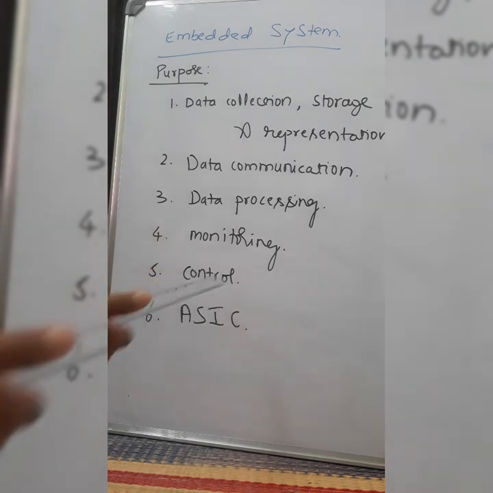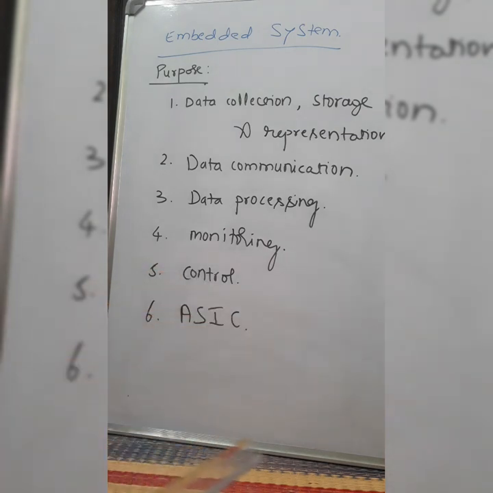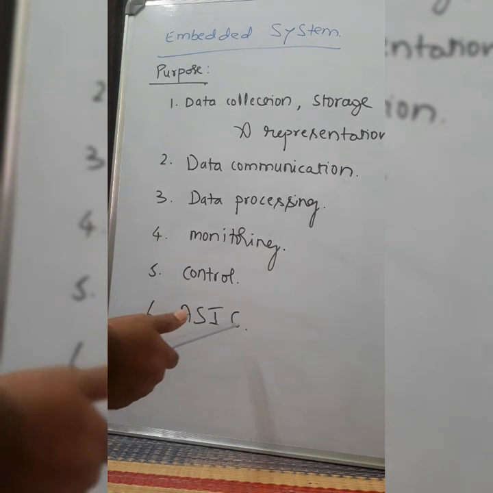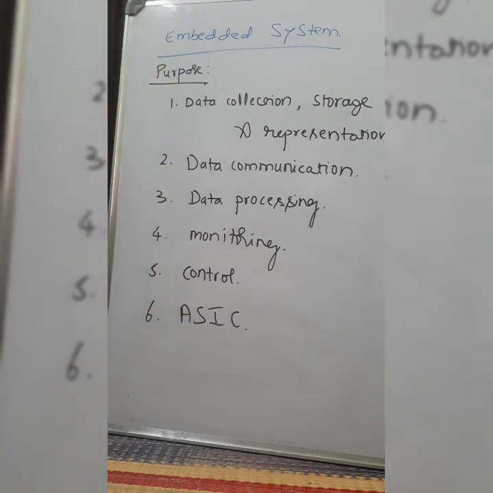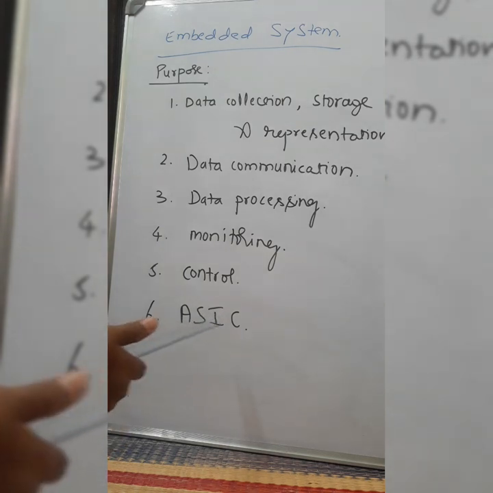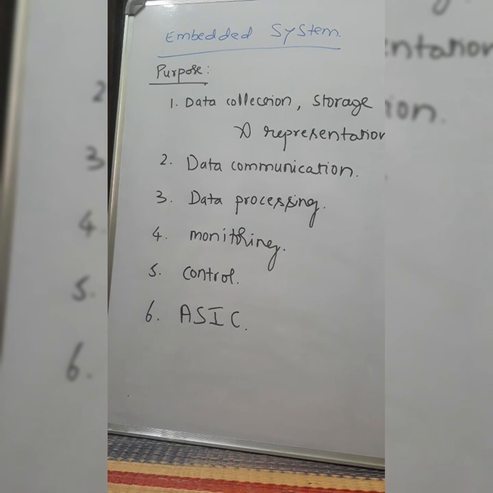For example, if the temperature of a room is more, then the embedded system has to take up control measures, like increasing the controlling effect by speeding up the fan, etc. Then ASIC, application specific integrated circuit, is another purpose of an embedded system, so that a customized IC is designed and ready to use is provided to the user, wherein the space occupied by the IC will be less, the power requirement will also be less, and the IC will be more economical. So these are all the purposes of an embedded system.